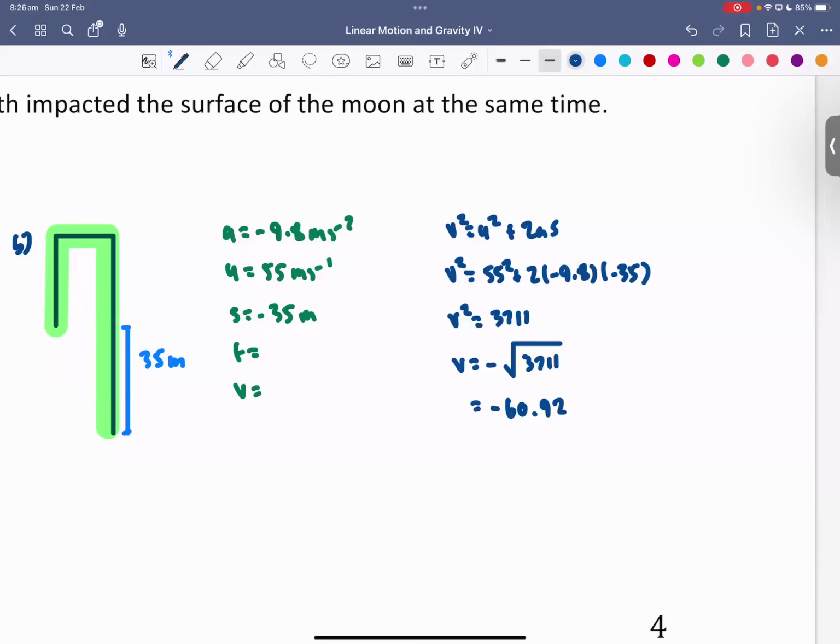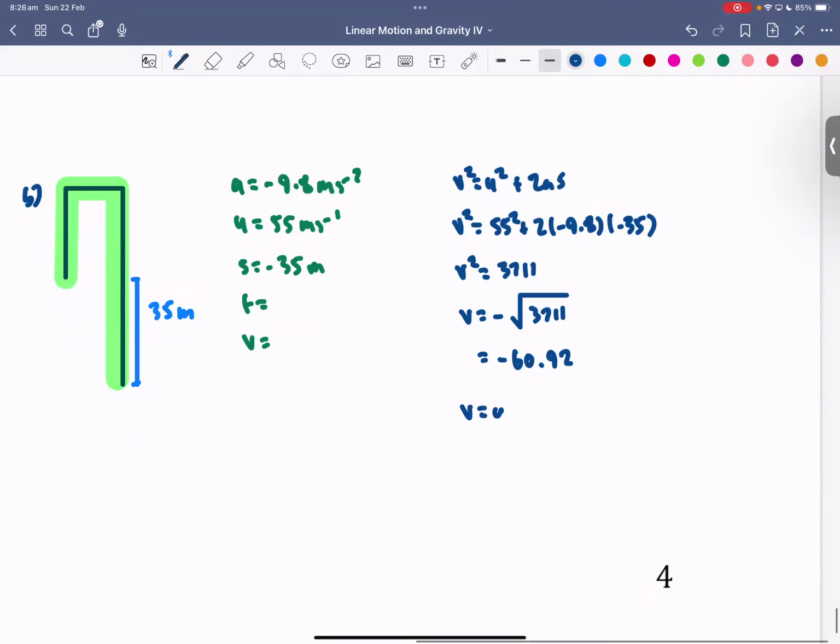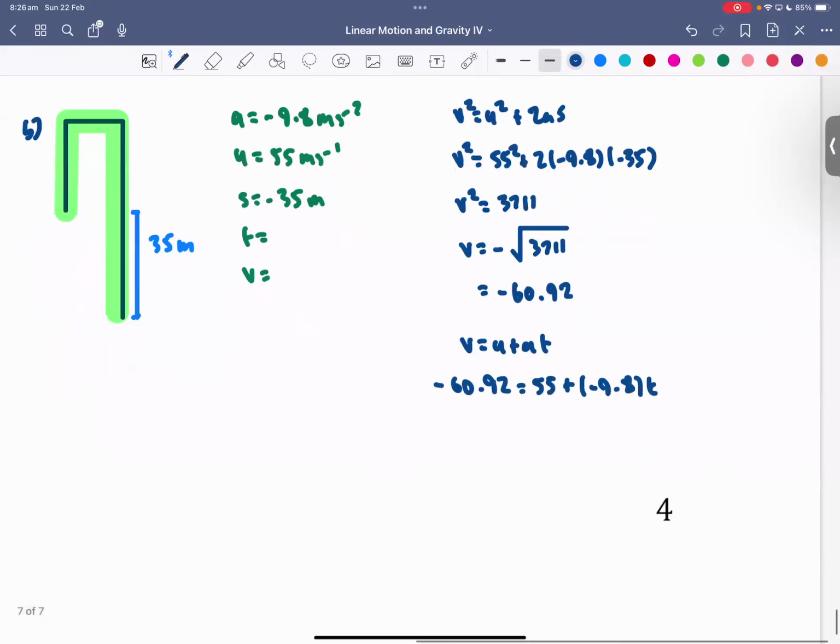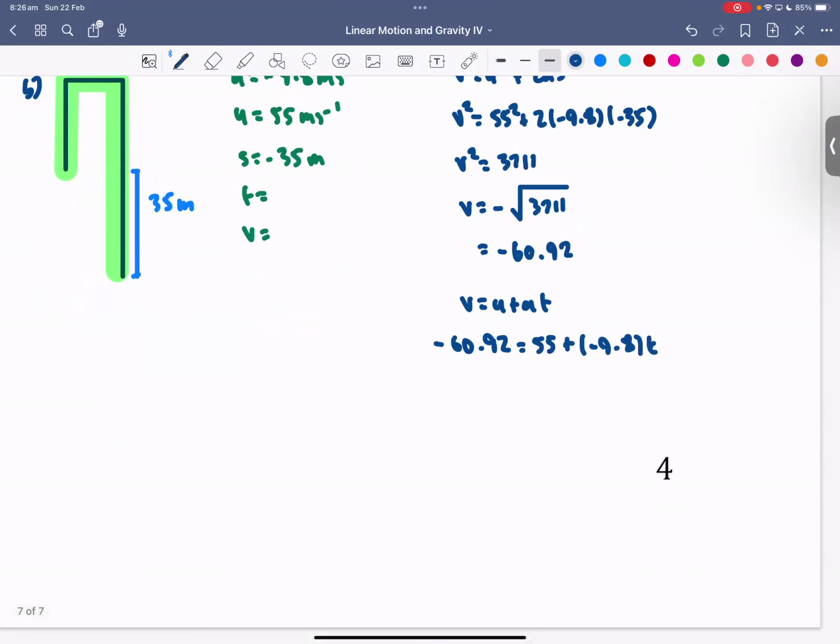Alrighty. So then I do V equals U plus AT. I use minus 60.92. I use U is 55. I use A is minus 9.8. And that will give me the time in one shot. That is guaranteed to come up. I hope kids that have moved on from equations of motion at school did this. Otherwise, you really didn't do this. All right, you somehow skipped the topic with just the easy, fluffy questions. All right.